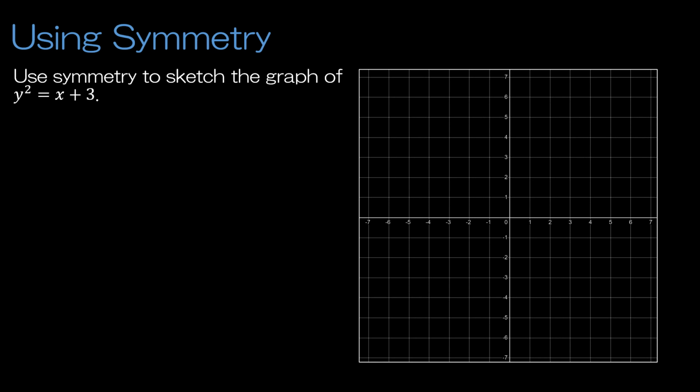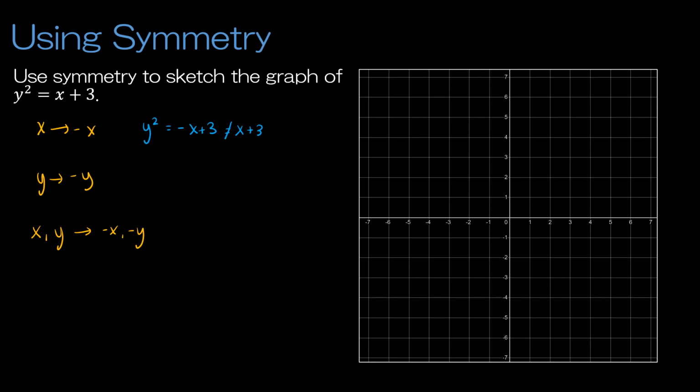Let's take a look now at how to use symmetry to help us in graphing a line. We're going to start, as we did before, by replacing x with negative x, replacing y with negative y, and replacing x and y with negative x, negative y. And again, what we're doing is looking to see if the equation remains unchanged. So I'll start with replacing x with negative x. That would give me y squared is equal to negative x plus 3. And the question is, is that always going to equal x plus 3?